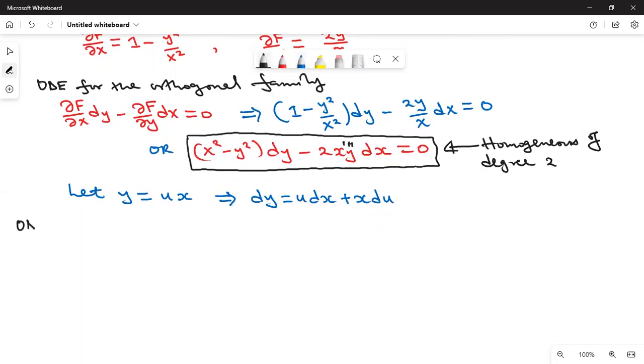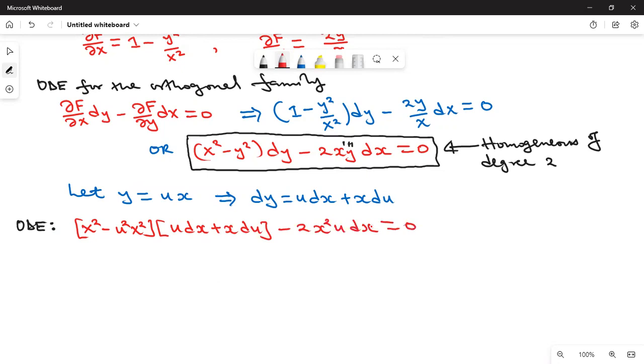you get your ODE to be, now it will be x squared minus y squared, that is u squared x squared. This is dy, and dy is the same as u dx plus x du. Then minus 2x squared u dx, that should give us 0.